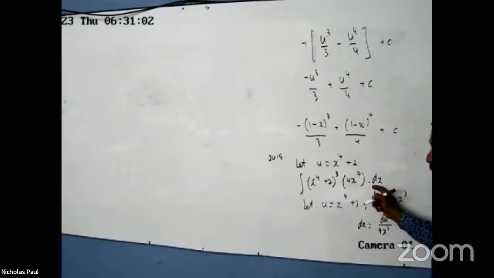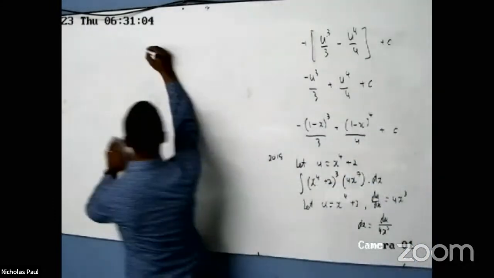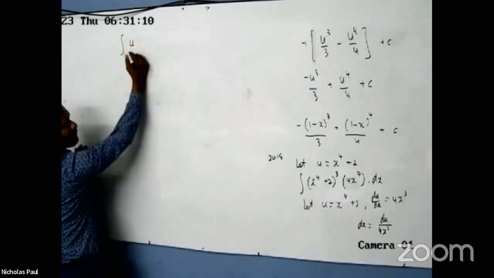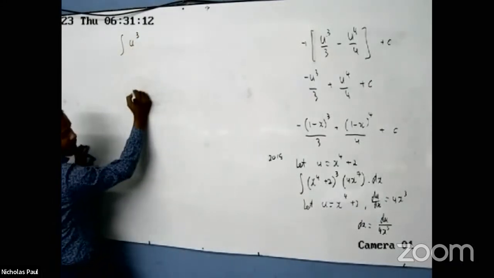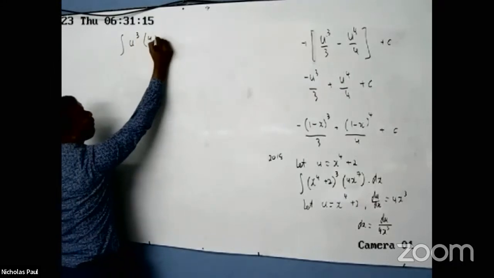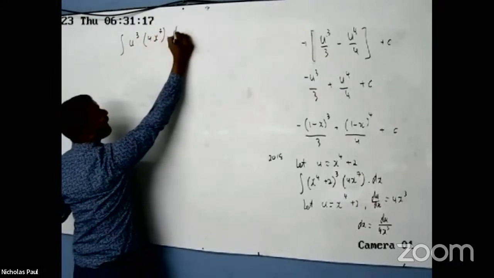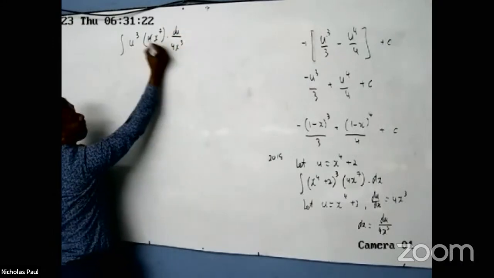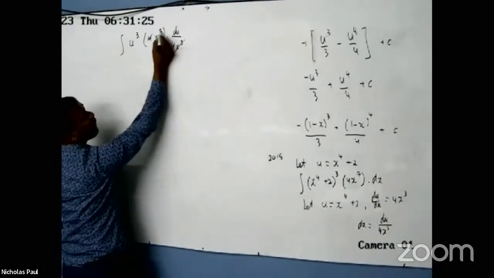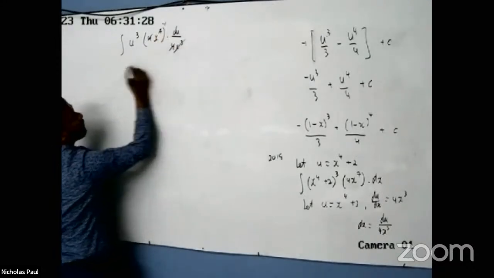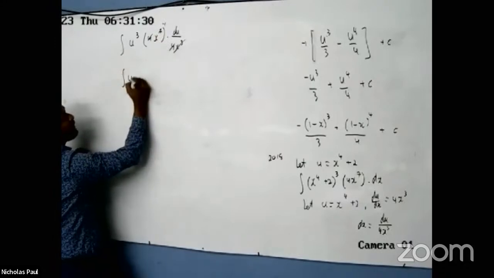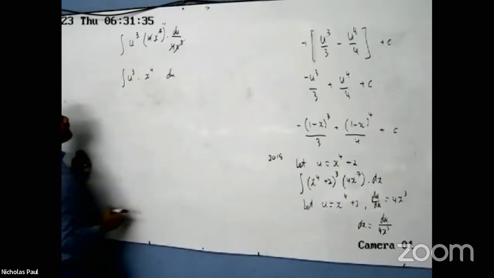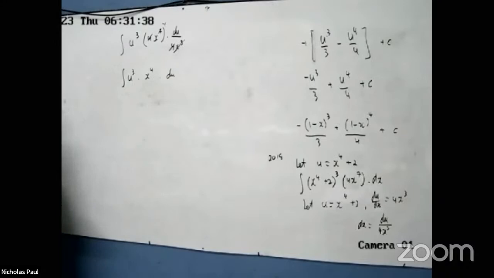So I'm going to make a substitution here. I'm going to replace this with u. So I'll get the integral of u to the power of 3 by 4x to the 7 by du over 4x cubed. The 4 will cancel. The x cubed will, 7 minus 3 will give you 4. So you'll get the integral of u to the power of 3 by x to the power of 4 du. Of course, that's not good enough because we still have x.